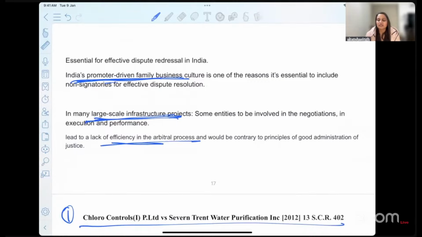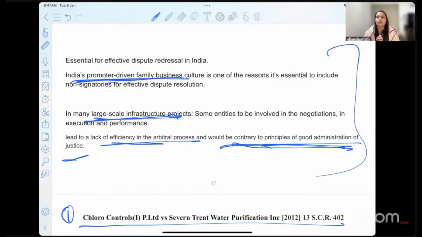We want an arbitral award which has come following the principle of good administration and justice, so to bring efficiency for effective dispute redressal. Later, we do not want an award to be challenged on this ground, and that is why it becomes important for you to discuss why a non-signatory should be a party. So this is how you can start your answer.